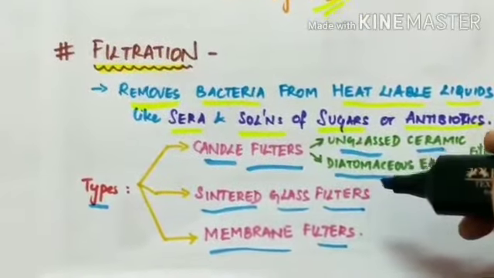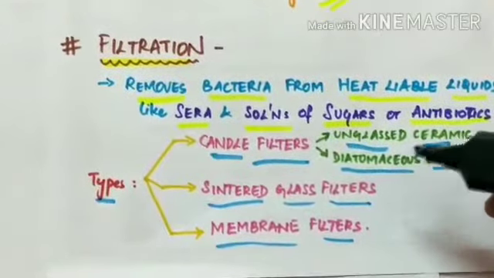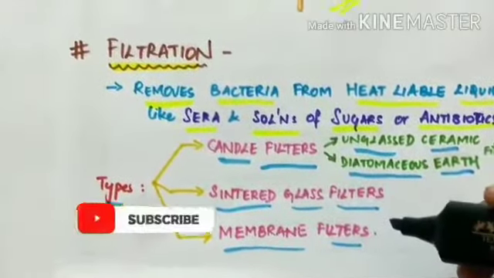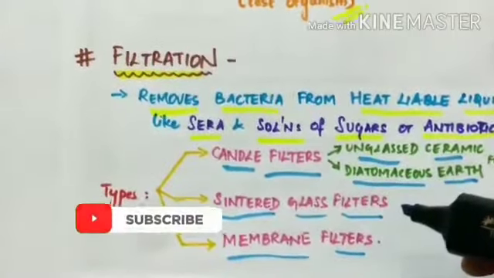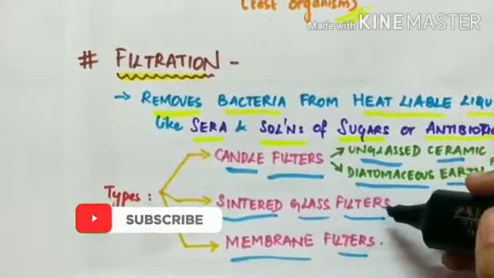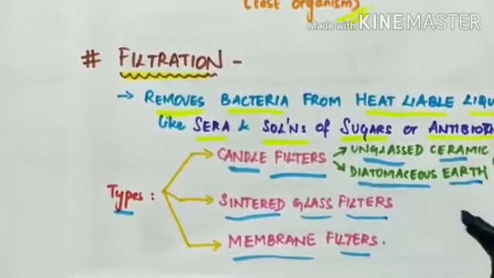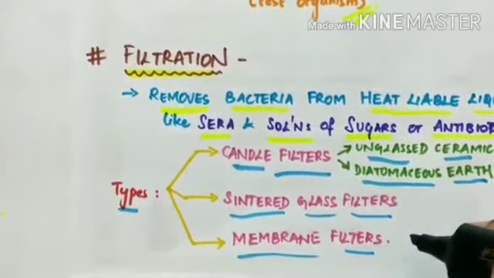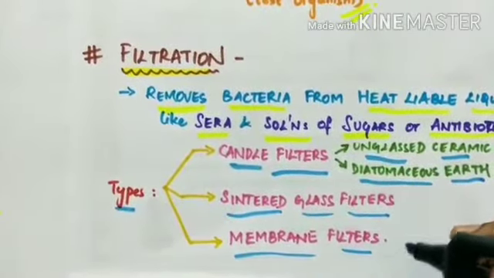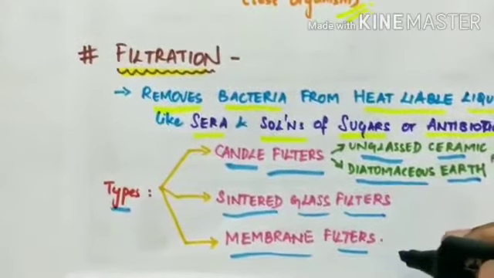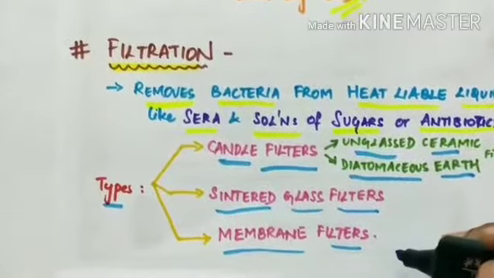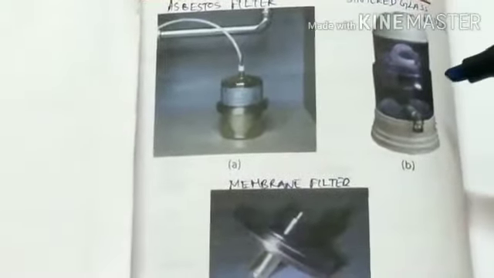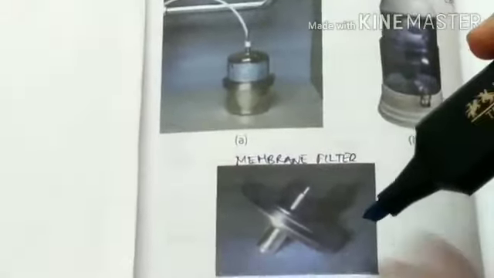The candle filters are widely used for purification of water for industrial and drinking purposes. Sintered glass filters have low absorptive property and can be cleaned easily, but they are brittle and expensive. The membrane filters are used in water purification and analysis, sterilization and sterility testing, and for the preparation of solutions for parenteral use. This is a picture of asbestos filter, and this is a picture of sintered glass filter, and this is membrane filter.